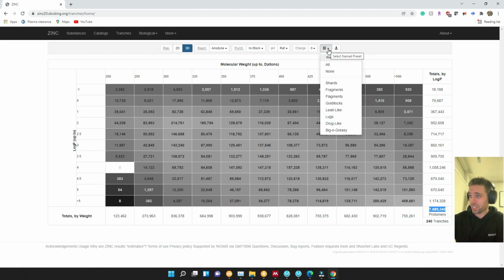There's a nice little handy search bar here for predefined subsets of molecules. So lead-like or Goldilocks is kind of what we want. These are molecules that follow generally the Lipinski definition of a molecule that would behave as a drug. So lead-like is a good Lipinski definition for this. Goldilocks is an even narrower range.